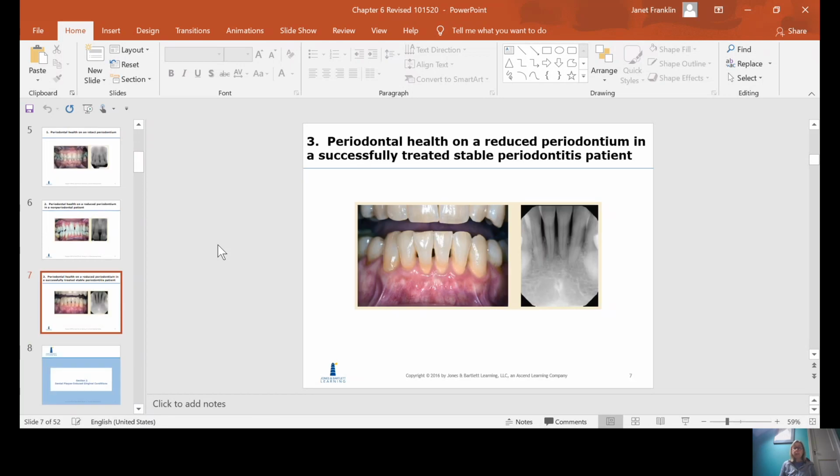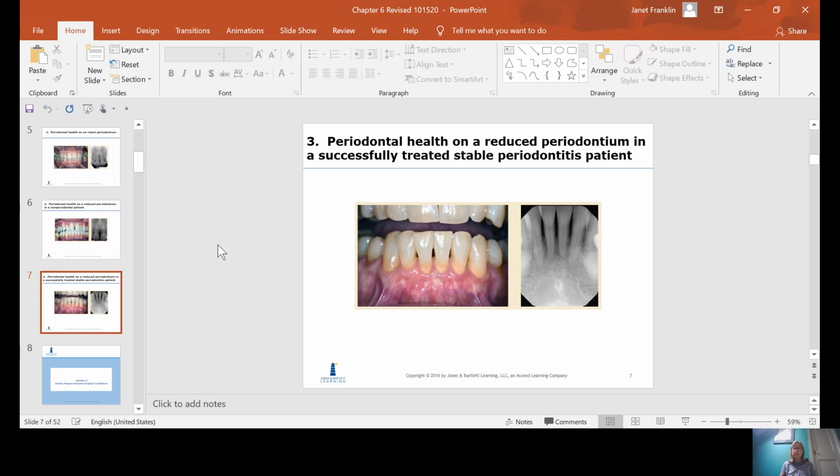This is periodontal health on a reduced periodontium in a successfully treated stable periodontitis patient. If you look at this patient, their tissue looks pink and firm. They've lost some of the interdental papilla because they've had periodontal treatment in the past, and one of the side effects of periodontal treatment is you can lose your interdental papilla. They've also lost bone height, so that's going to happen too.